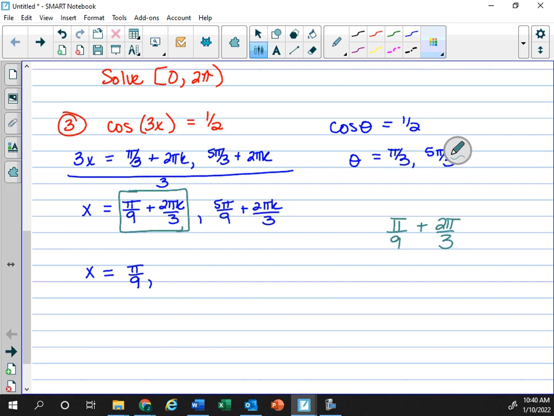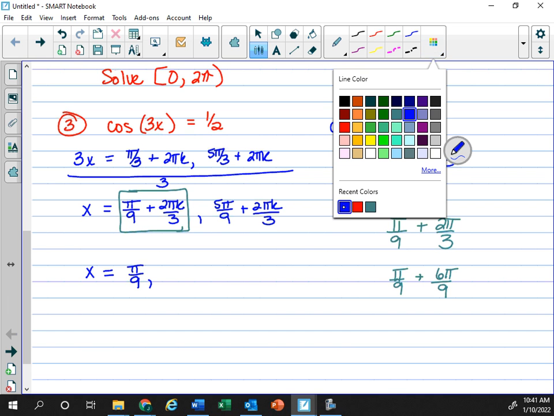How do I add fractions? Common denominator. So this is really pi over 9 plus 6 pi over 9. Yeah, that comes to the k. So we're only, the k means like repeat the value over and over. We're using a single 2 pi over 3, and then we'll use another one after this and keep going with it. So guys, when I add pi over 9 and 6 pi over 9, what do I get? Okay, that's my second answer.